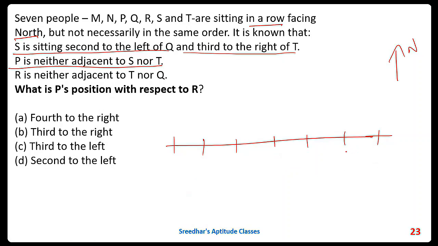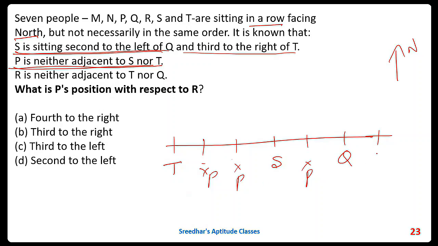So therefore, let me take Q here. S is sitting second to the left of Q, so S is here, and third to the right of T, so T is here. 1, 2, 3, third to the right of T. Is that clear? Right. Now, P is neither adjacent to S nor T, so P cannot be here, P cannot be here, P cannot be here.